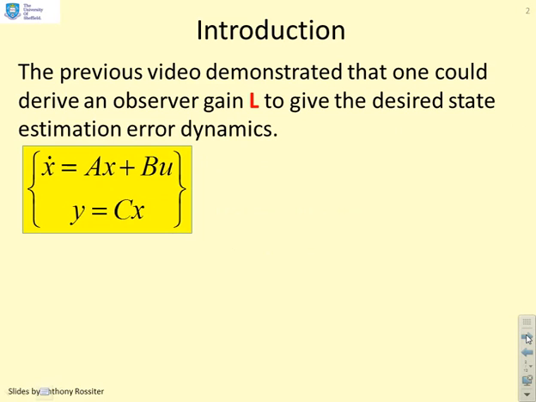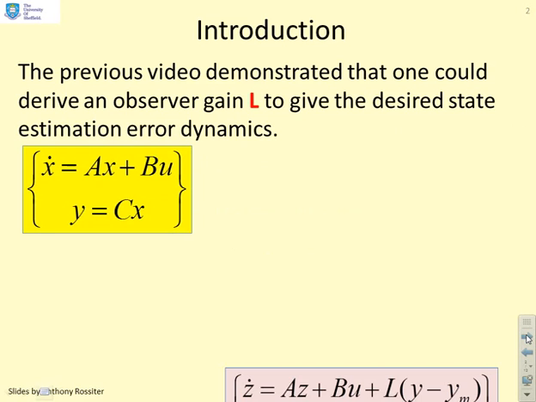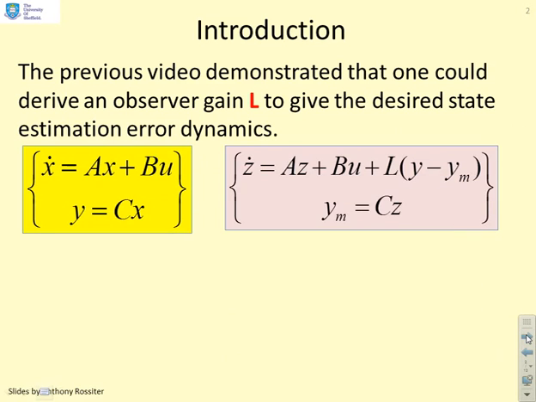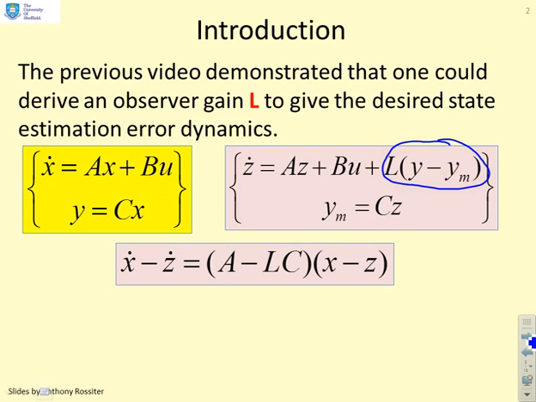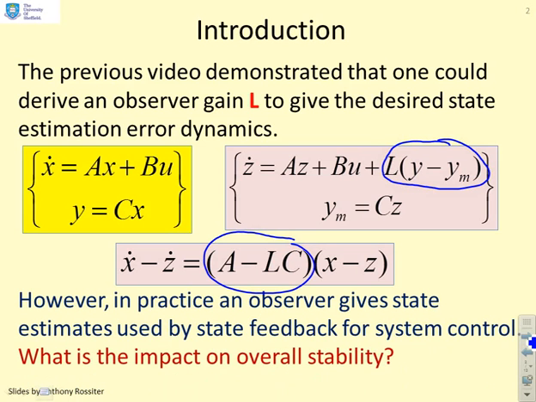dynamics. So if we have a system x dot equals Ax plus Bu, and an observer given with the same A and B and C matrices, but with the additional term here of a matrix L times the error between the observer output and the system output. And what we showed is that that gives error dynamics with a transition matrix of A minus LC. And obviously L is a parameter we can choose.